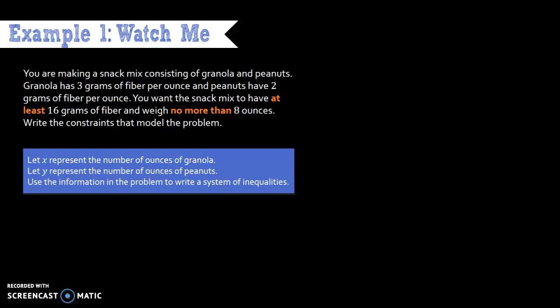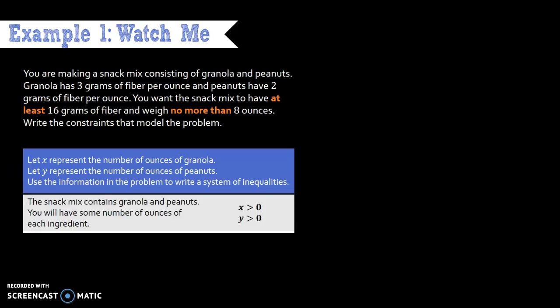Let's start by identifying our variables. Let X represent the ounces of granola, Y represent the ounces of peanuts, and now we can use this information in the problem to write a system of inequalities. We want our mix to contain granola and peanuts. That means we're going to have some amount of ounces of each ingredient. My amount of granola is going to be greater than 0 ounces, and my amount of peanuts is also going to be greater than 0 ounces.